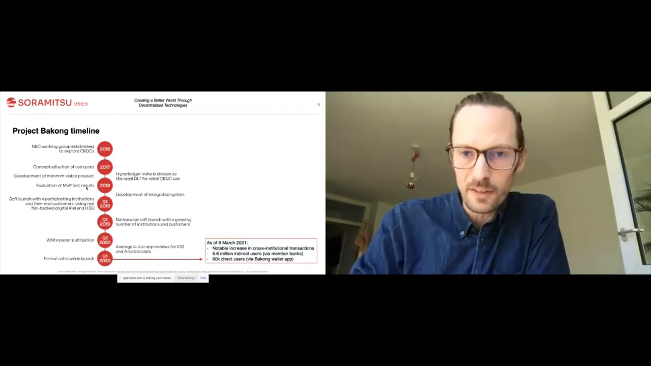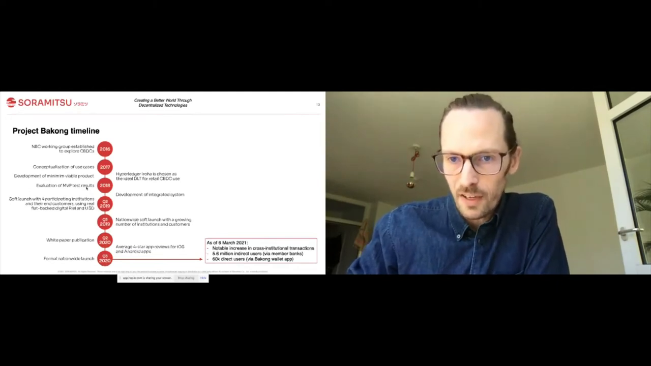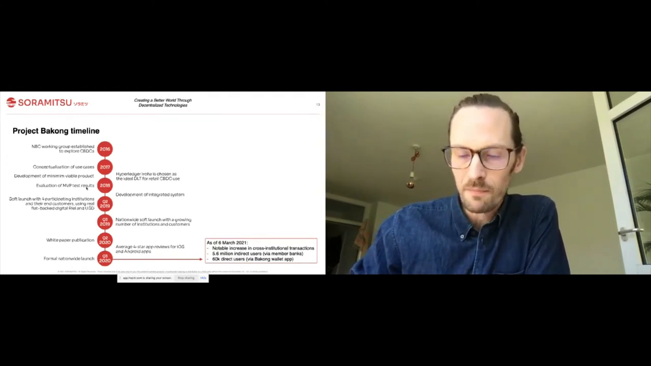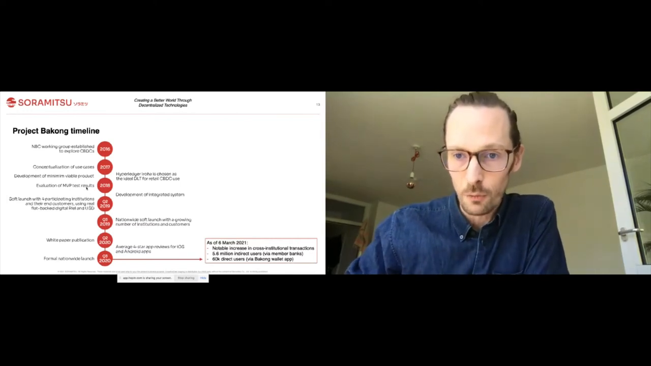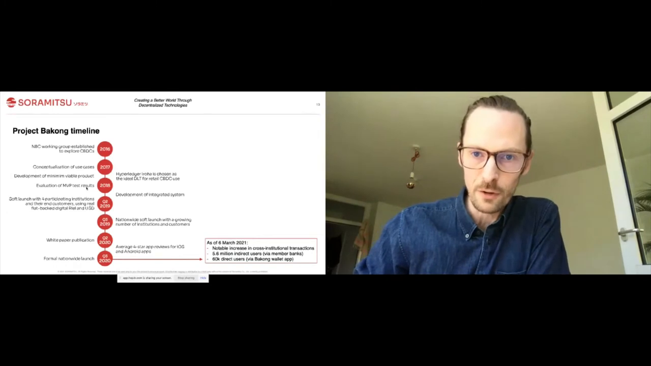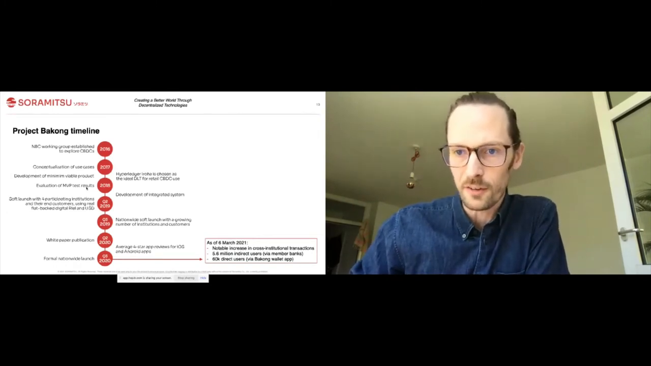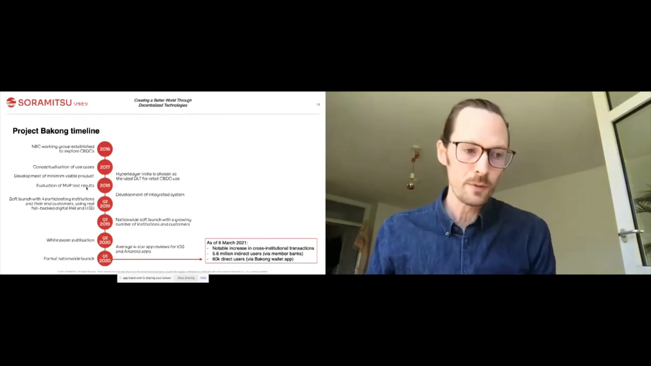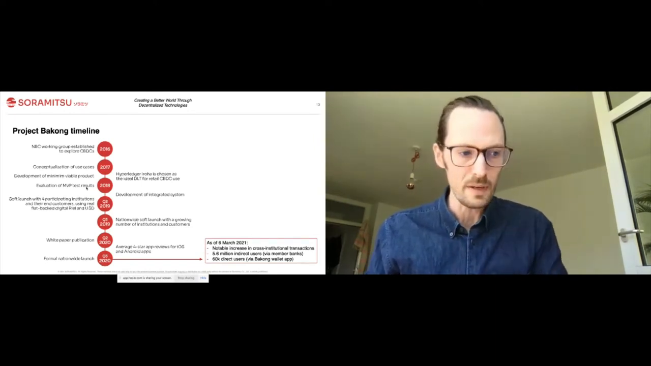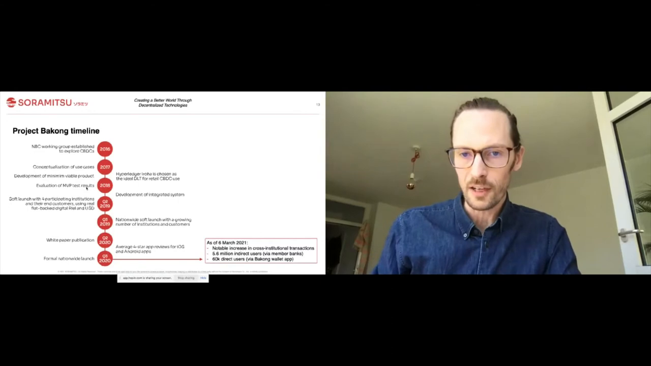And the system has been running since then with 5.6 million indirect users, who are users who use Bakong via member banks, and 60,000 users who use the system via the Bakong wallet app that Soramitsu developed. So there's also been a notable increase in cross-institutional transactions. And this was one of the major motivations for launching the system in the first place, to make cross-institutional transactions easier.